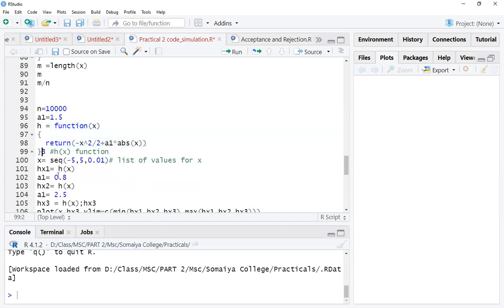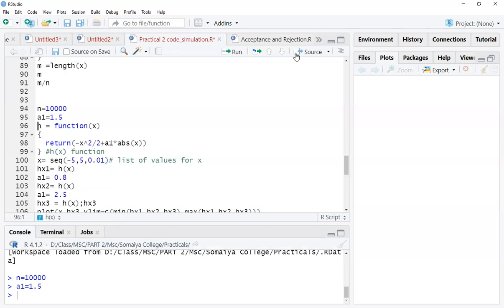This is my function, which is e raised to, what is this? This is your h of x function. H of x function: x squared by 2 plus alpha times the absolute value of x. So let's run it.